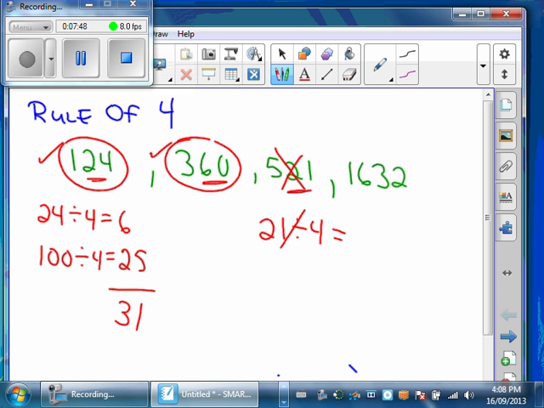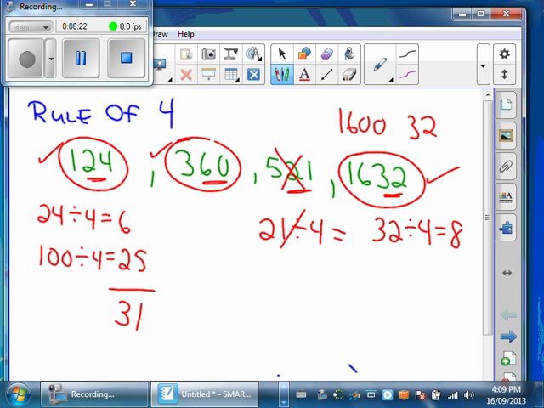Now we've got a 4-digit number here, 1,632. But the reality is that this is really just saying 1,600 plus 32. And since we know that 4 will go into 100 evenly, even if there's 16 hundreds of them, we know it'll go into that evenly. All we have to focus on, again, is the last 2 digits, in this case 32. And since we know that 32 will divide evenly by 4 8 times, we know that 1,632 will also divide evenly by 4.